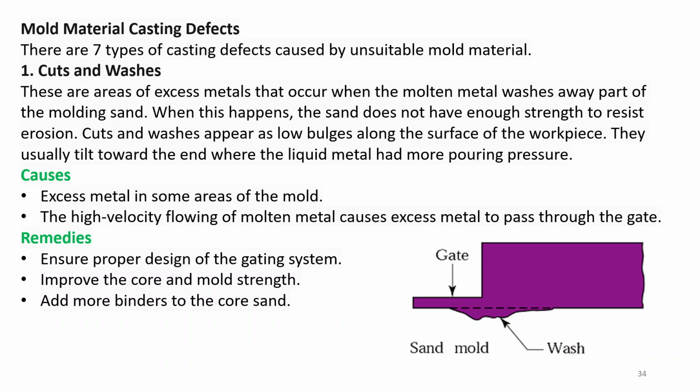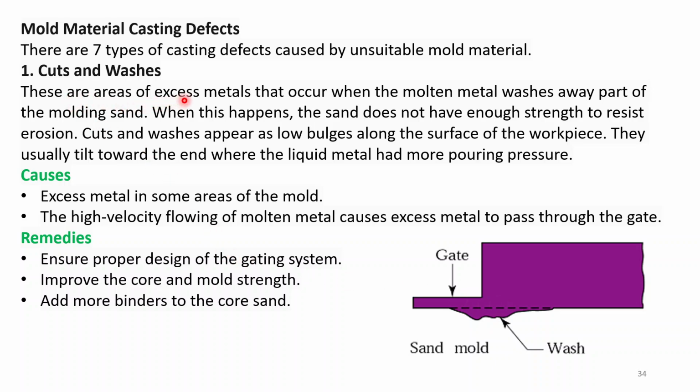Now these are related to mold material casting. Okay, so there are 7 types of casting defects caused by unsuitable mold material. First is cuts and washes. So as we can see here, some material will go outside the cavity, so it will penetrate inside the sand. So it will be because of the mold material.